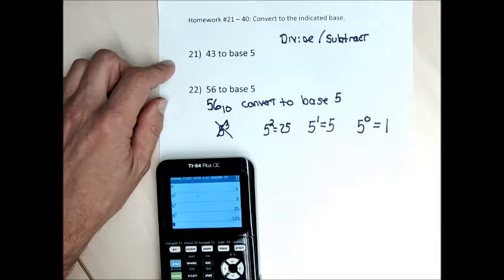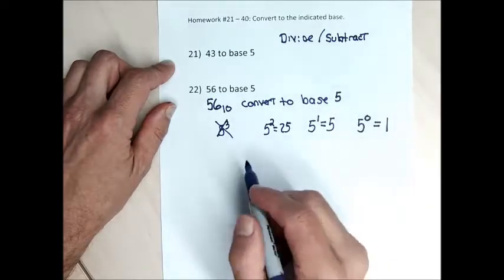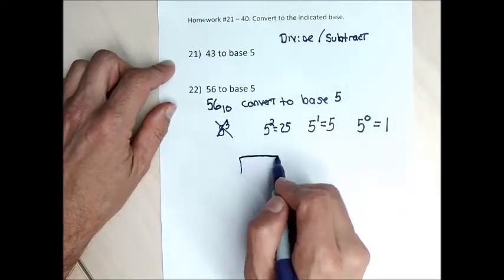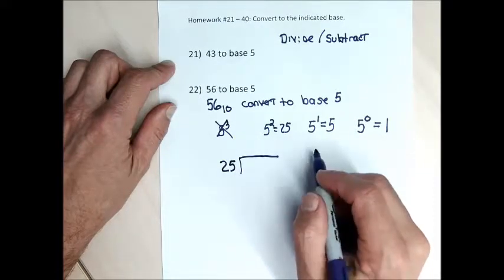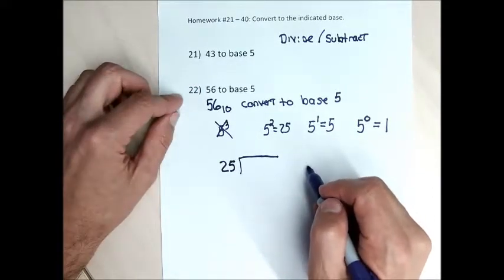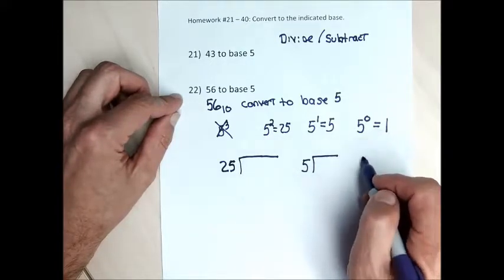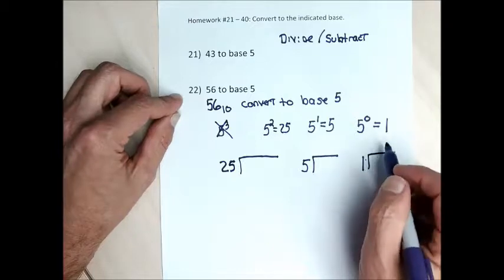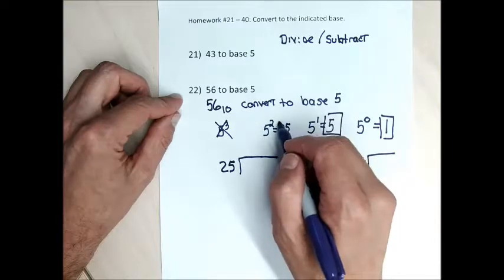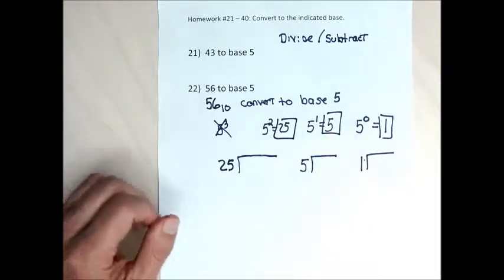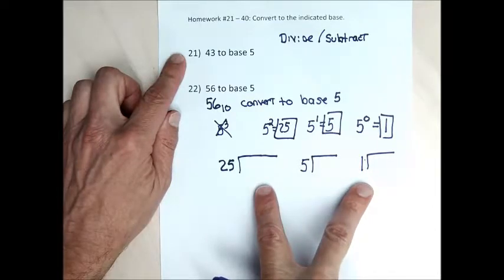Now I'm going to set up division problems for each of these powers of 5 in the order that I have them. So I'm going to divide by 25, or divide 25 into a number, and then I'm going to put a 5 outside my division bar, and then a 1 outside my division bar. Specifically, those are the 3 powers of 5 that are less than 56. You'll do exactly the same for problem 21. Your sketch is going to start like this.